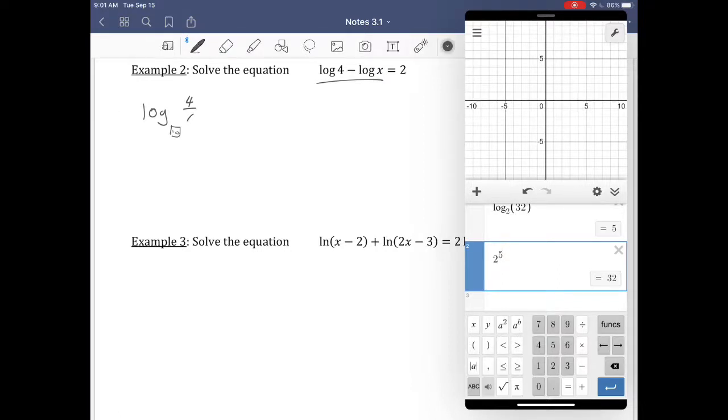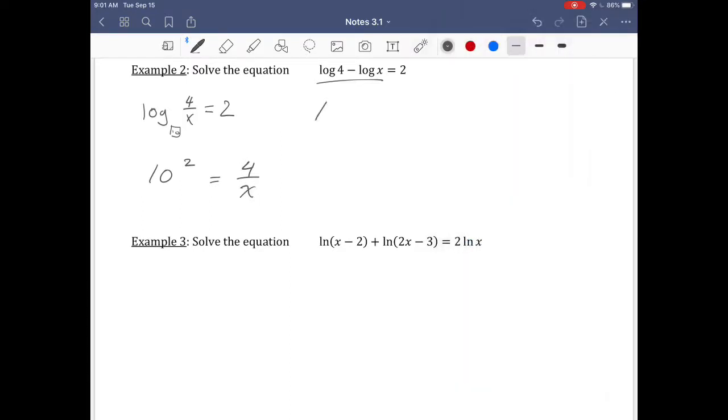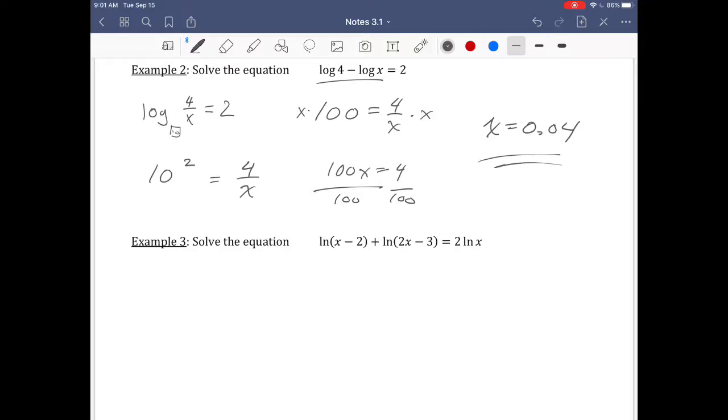So we've got log of 4 over x equals 2. We've got 10 squared equals 4 over x. And so now we've got 100 equals 4 over x. Multiplying both sides by x, of course, we get 100x equals 4. Dividing, and we get x equals, hopefully we can do this without a calculator, 0.04.